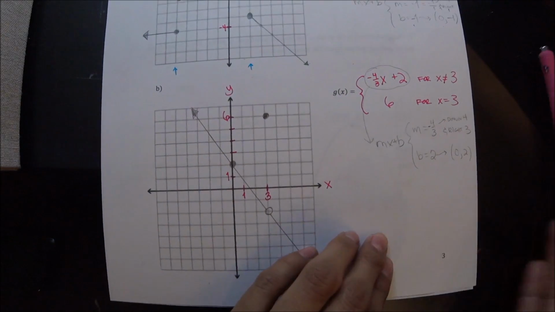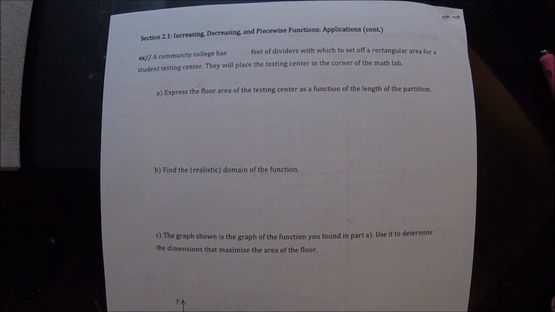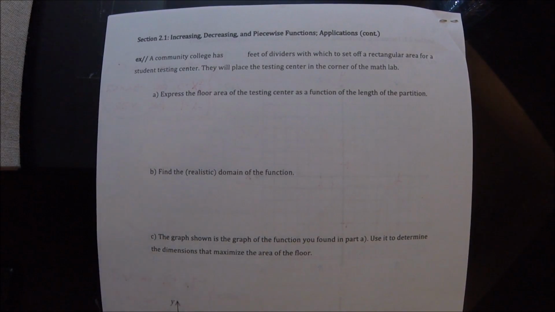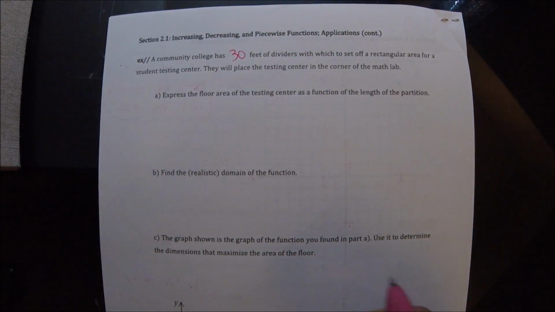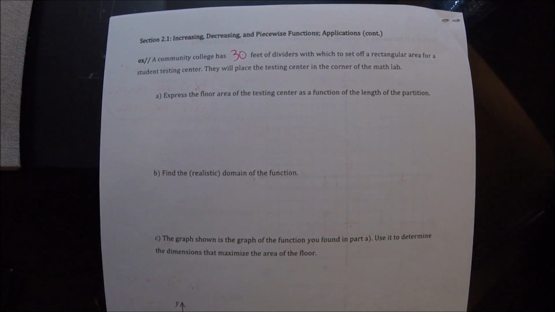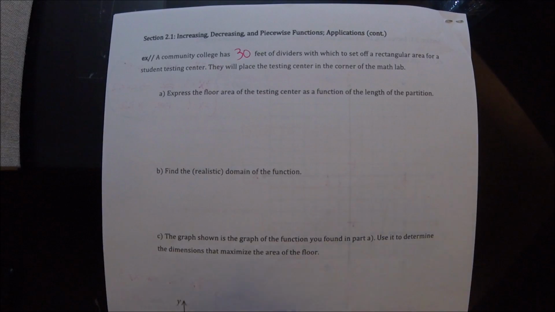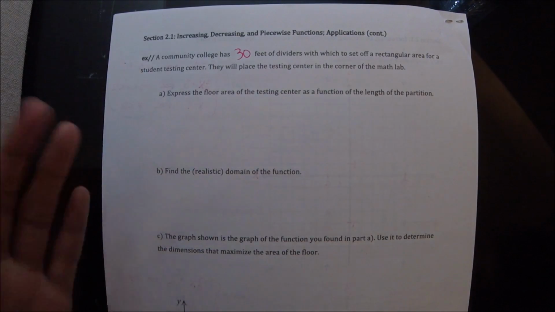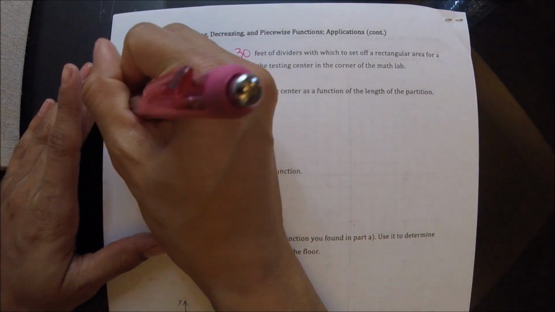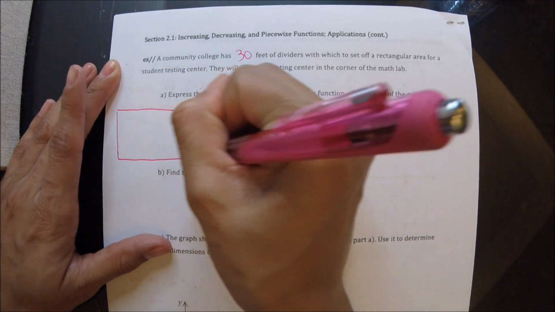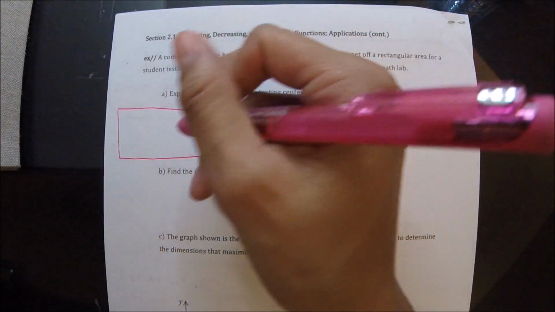And then let's go on to page 4. And on this page we will do some applications of functions. So this first example says, a community college has 30 feet of dividers with which to set off a rectangular area for a student testing center. They'll place the testing center in the corner of the math lab. So I'm just going to draw this before I even read parts A and B and C because it's always helpful to draw pictures when possible. So this will be the math lab.